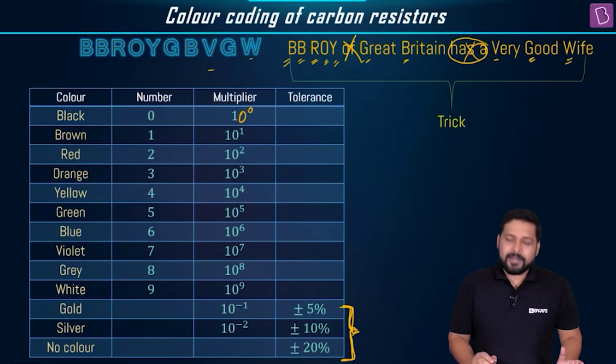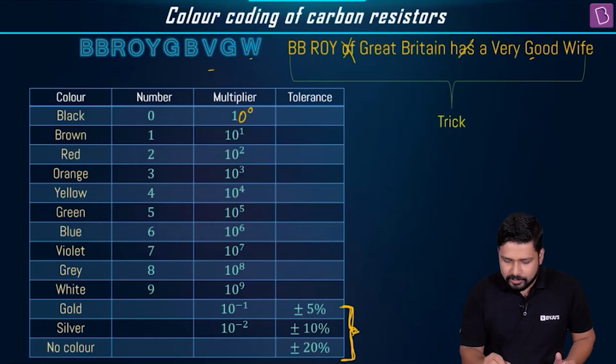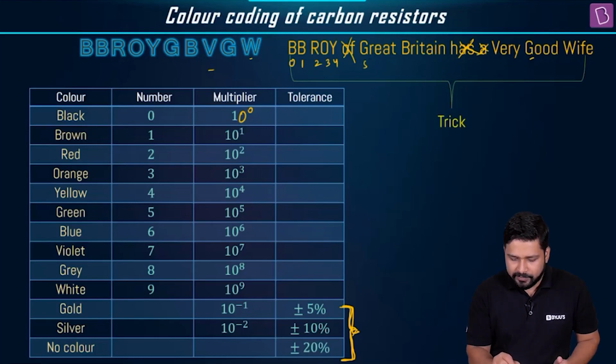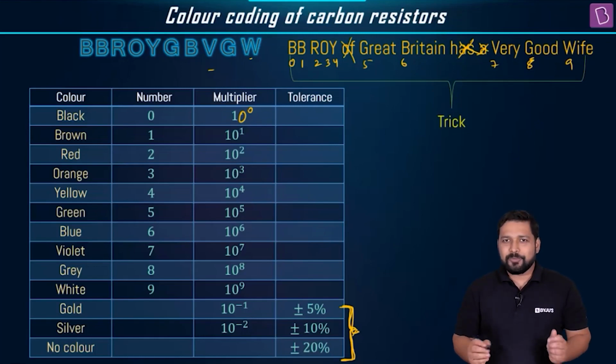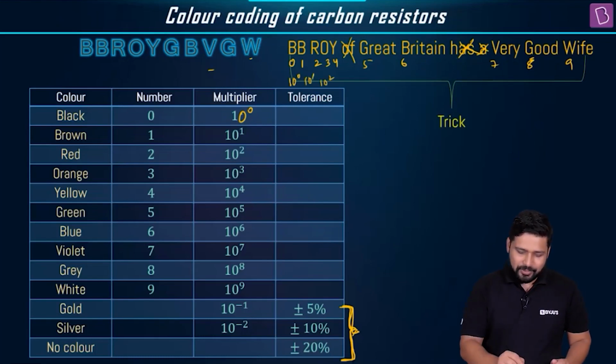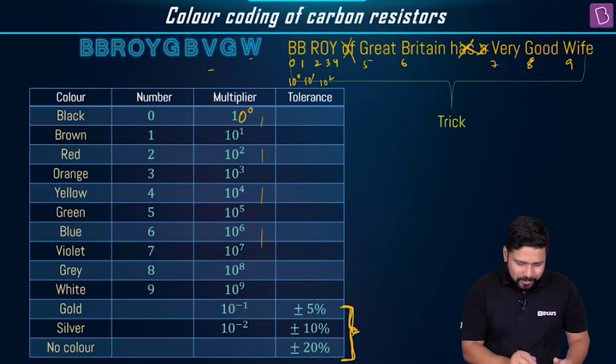Easy. Then all you have to do is assign them numbers. This does not come into picture. This also does not come into picture. So this is going to be 0, 1, 2, 3, 4. Then this is 5, this is 6, then this is 7, this is 8, and this is 9. And when it comes to multipliers, just raise it to 10 to the power of 0, this is 10 to the power of 1, 10 to the power of 2, and just go on making this table. Easy? Alright.